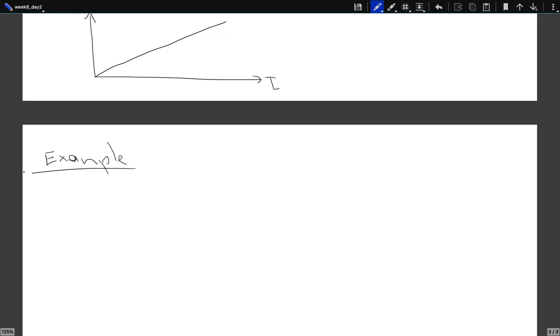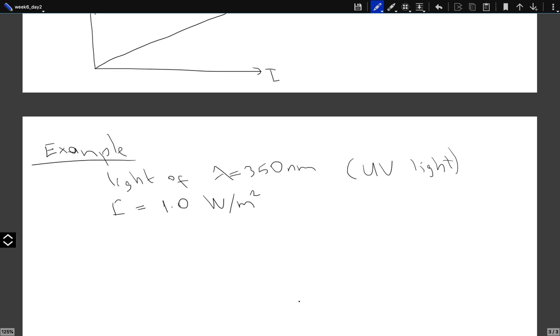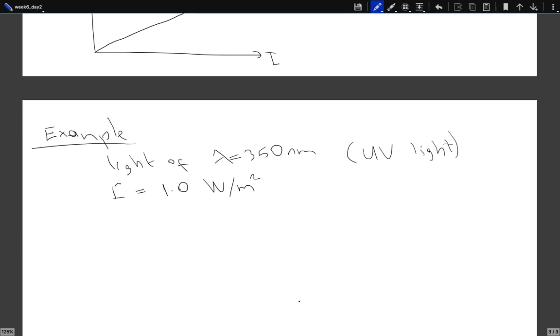Well, in your book, there is this example of the photoelectric effect where you'll use a light of wavelength 350 nanometers. This is a UV light. And intensity is 1.0 watt per meter squared. Now let's see. You are sending this light beam on, let's say, some kind of a metal. And then what will be the intensity of light falling onto an atom?